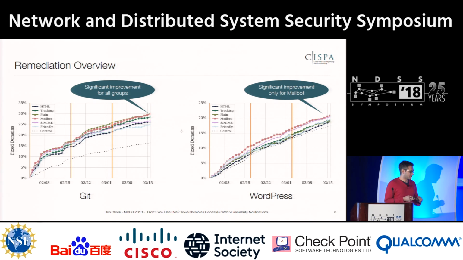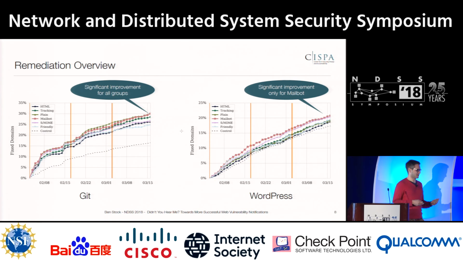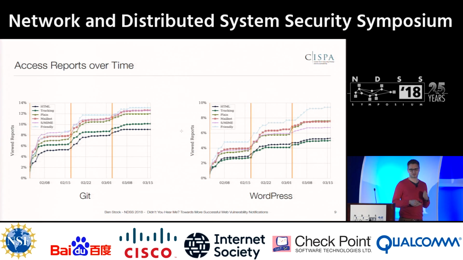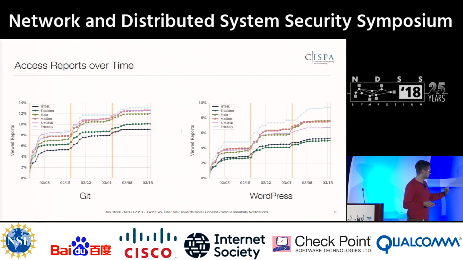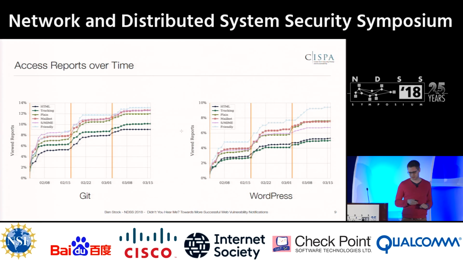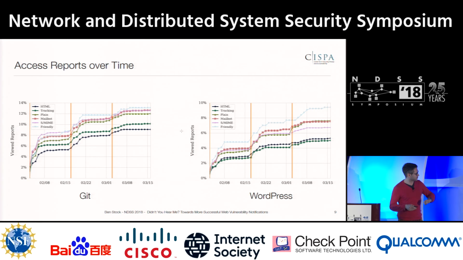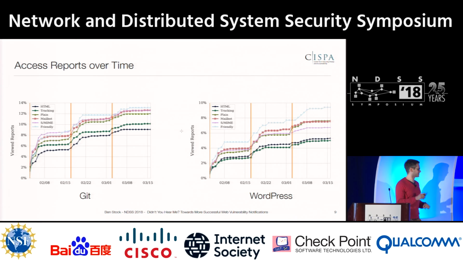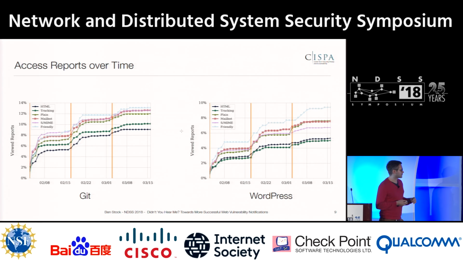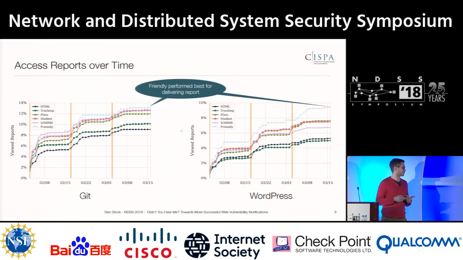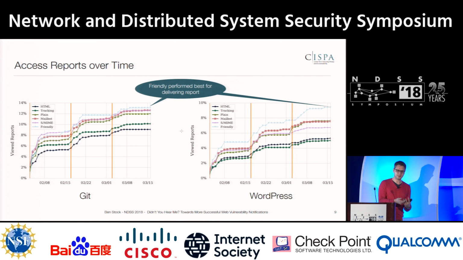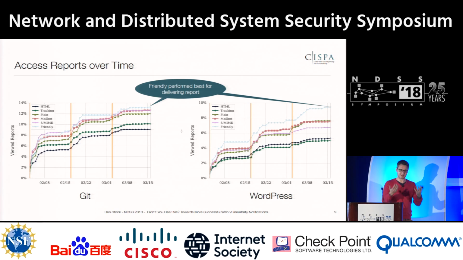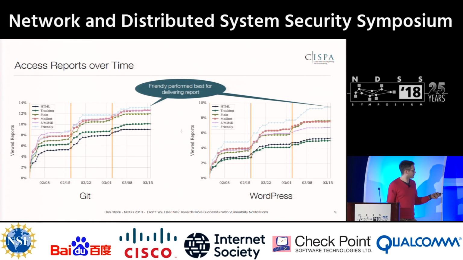The point I'm trying to make with friendly is, if we now look at the reports that were accessed over time, we see here that for the Git vulnerabilities, friendly is the best channel. And the same thing applies also for WordPress. Sorry for the contrast, might actually be the wrong slide deck. Anyways, for both types, we see that friendly allowed us to reach the most people, but that did not turn into the best remediation rate that we saw previously.